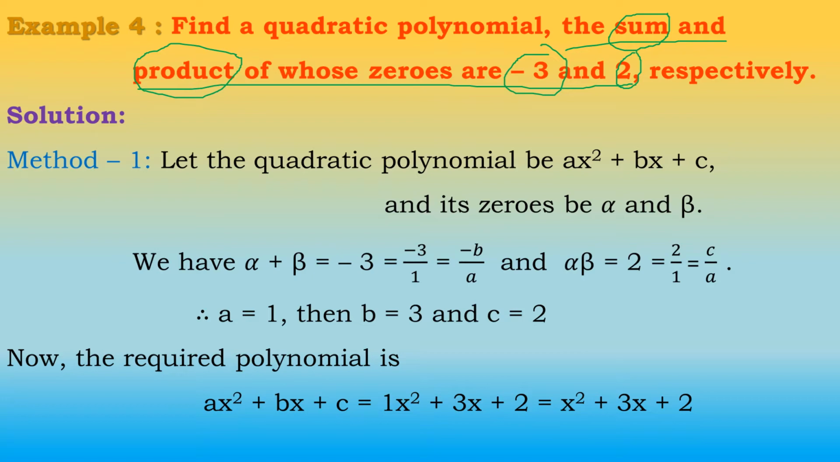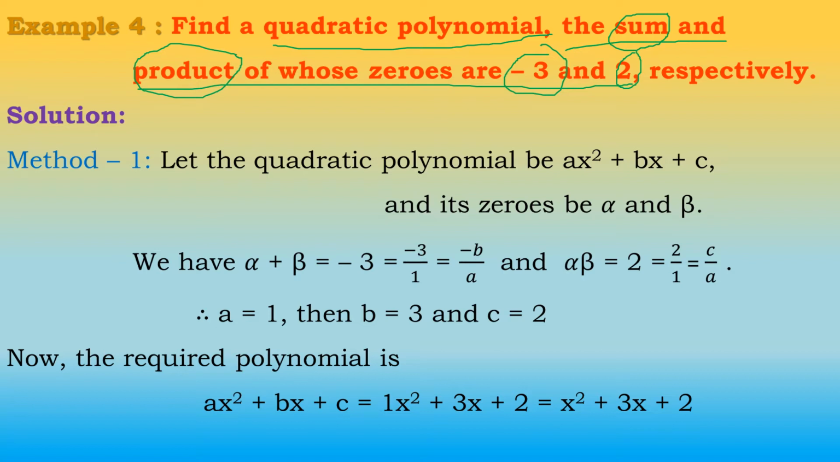So the value of minus 3 is the sum of the zeros. The value of 2 is the product of zeros. So whenever we know the sum and product of zeros, we need to find the quadratic polynomial. So how to find the quadratic polynomial using the given information? Let us see how to solve this problem. We have two methods to solve.